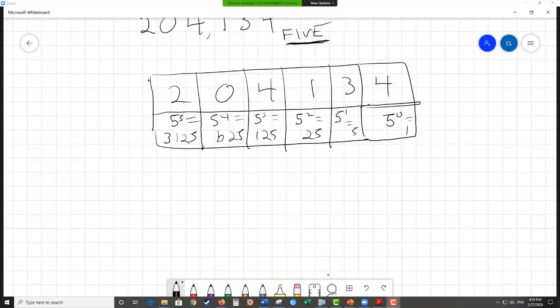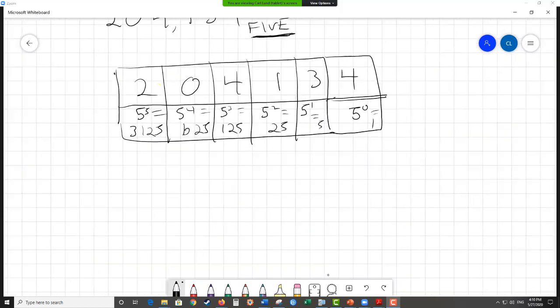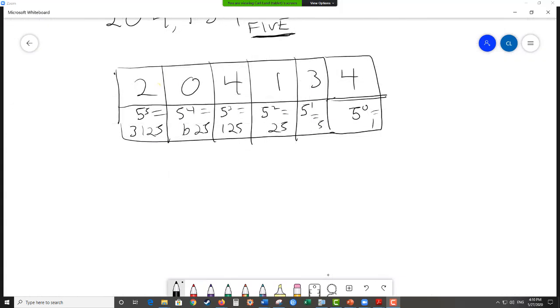So, now that that embarrassing part is cleared up, let's write this in expanded form. 2 times 5 to the 5th plus 0 times 5 to the 4th. I like including the 0 here. You don't technically have to, but I find sometimes that if students don't, they forget about this 5 to the 4th, and they write 5 to the 4th for the next one.